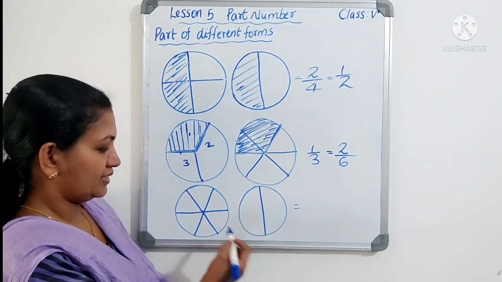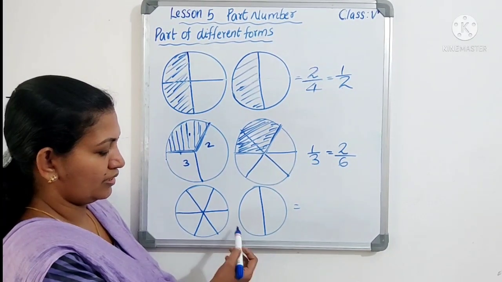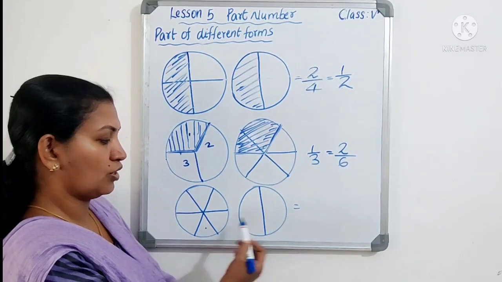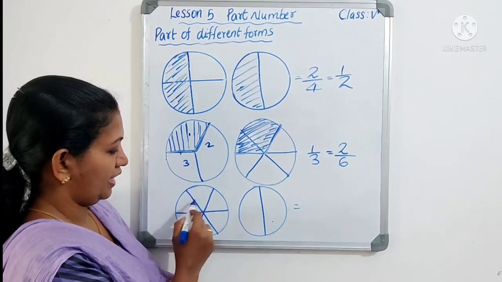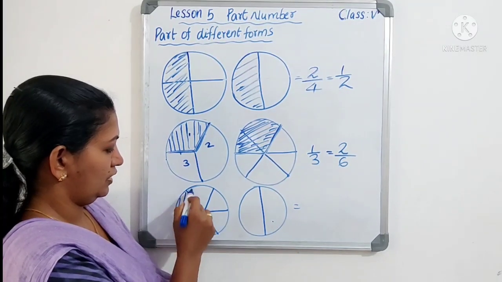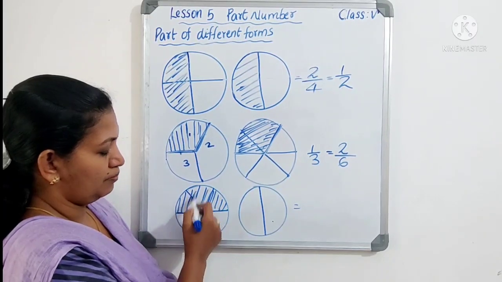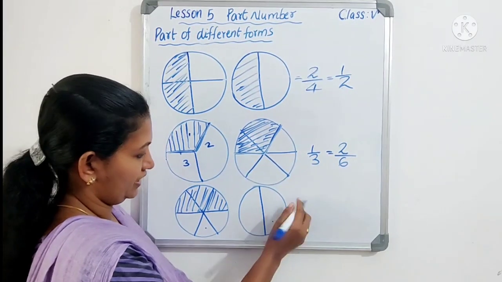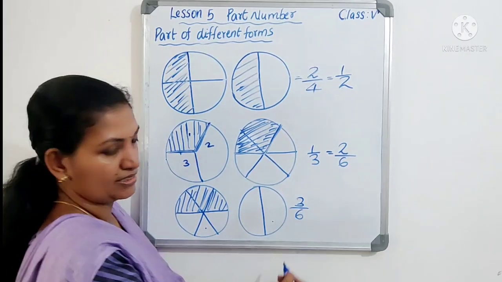Okay. Next, considering these two circles, this circle is divided into 6 equal parts and this circle is divided into 2 equal parts. Here I am shading half. 3 columns I am shading. 3 parts shading. That means, what is the fraction? Total 6 column, 3 parts shaded. That is 3 by 6.